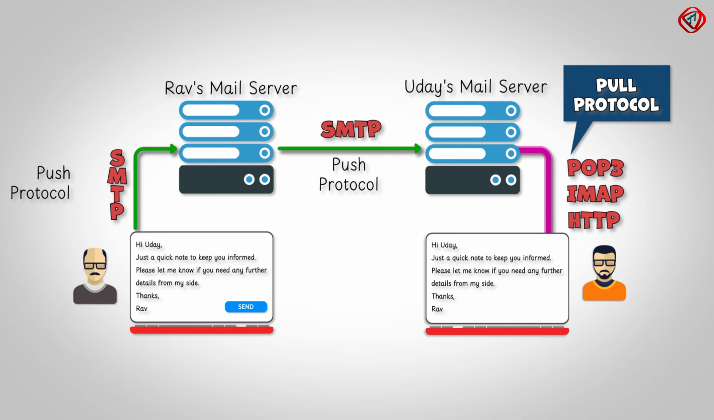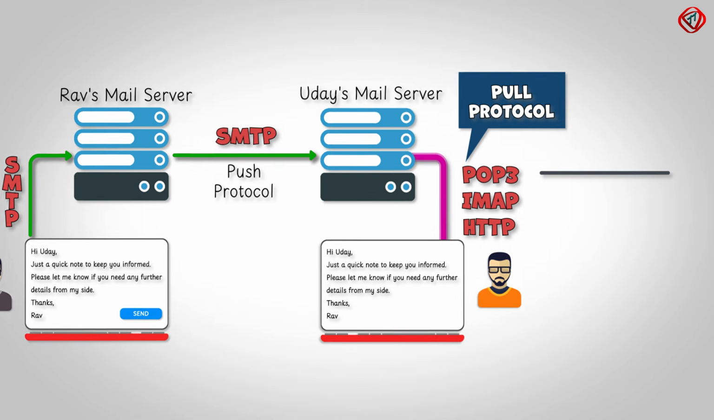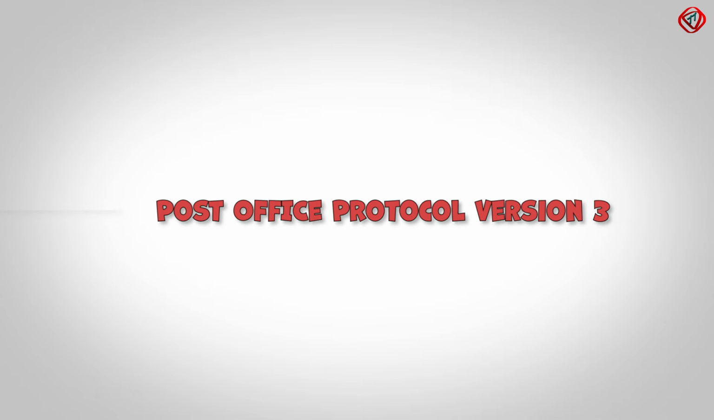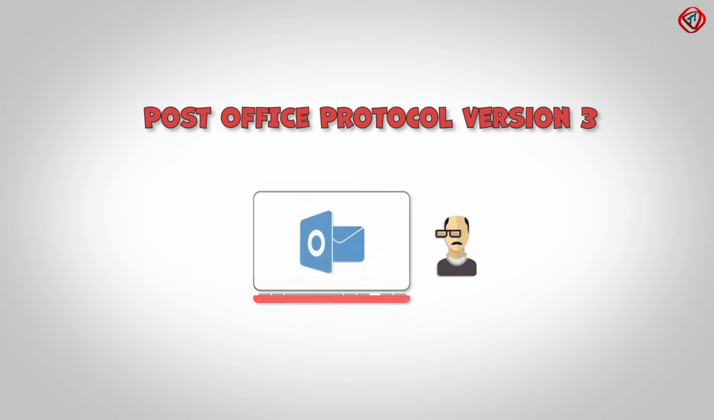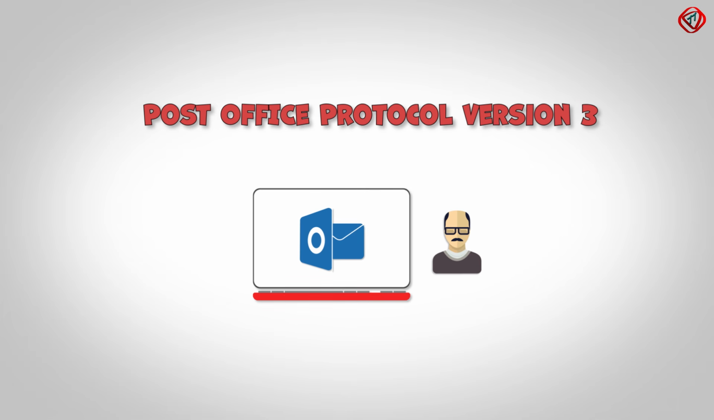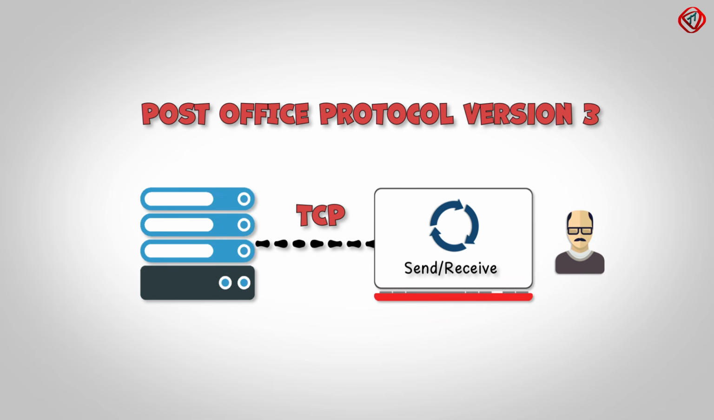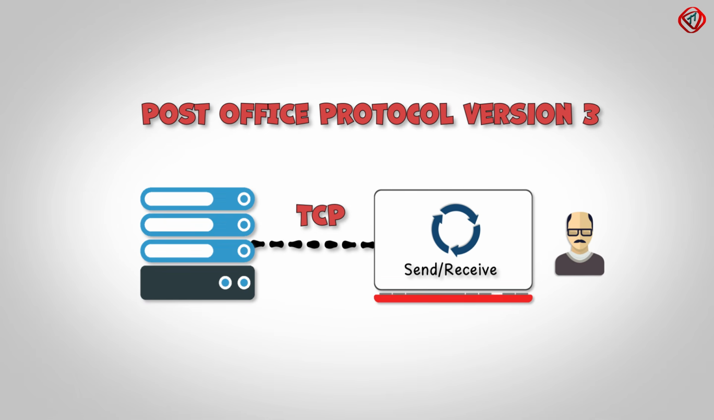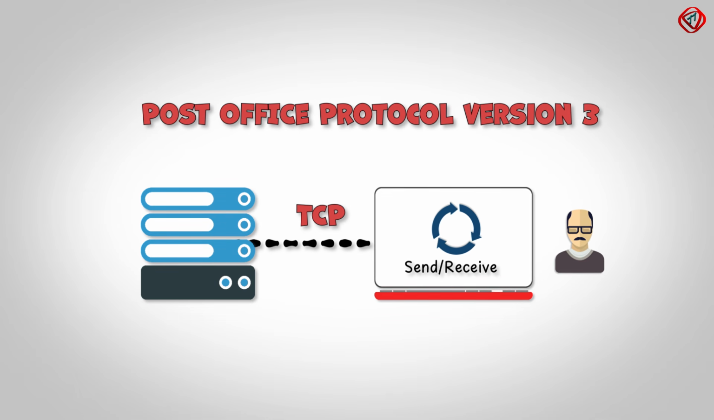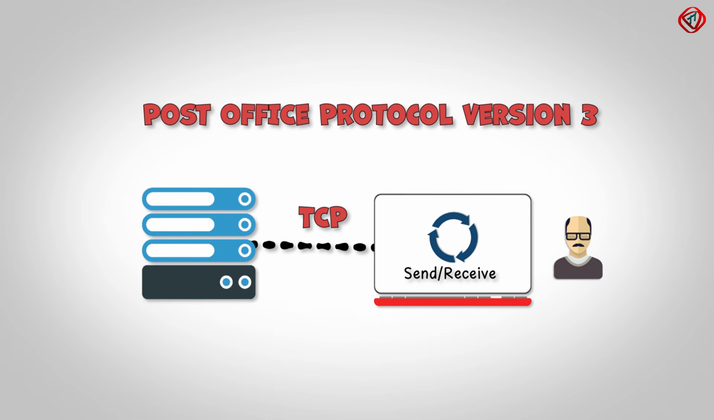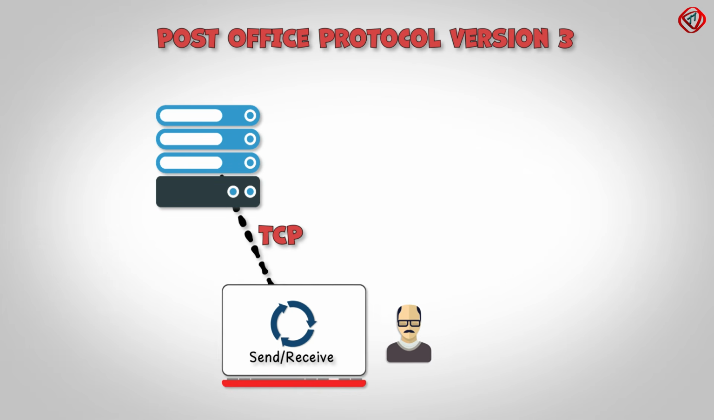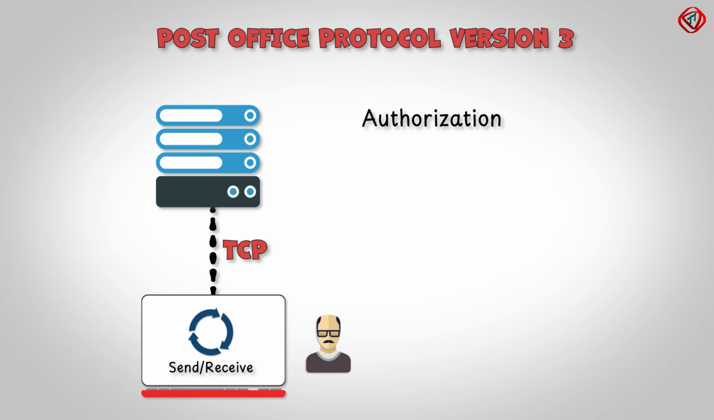Let us start by discussing POP3, which stands for Post Office Protocol version 3. When Uday opens his email application on his computer, the application automatically triggers a send or receive operation. This operation establishes a TCP connection with the mail server on port 110. Once this TCP connection is established, the POP3 protocol proceeds through three phases: authorization, transaction, and update.